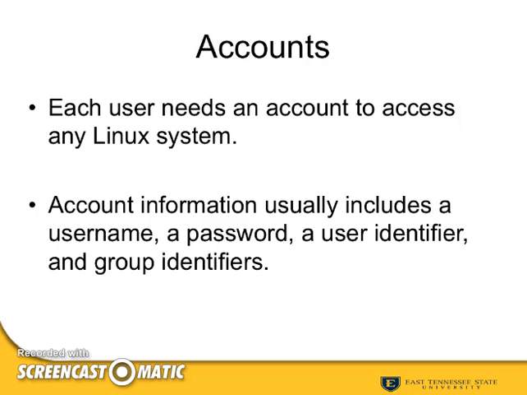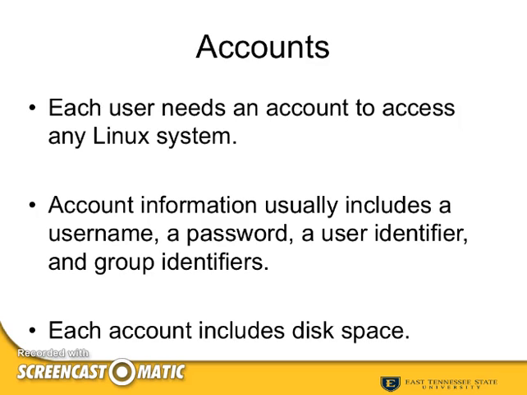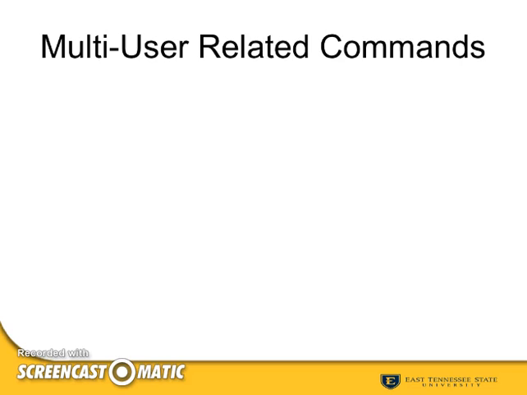A user identifier, sometimes abbreviated to UID, is a unique integer assigned to the username, and a group identifier, abbreviated to GID, is another unique integer assigned to each group. The reason we have user and group identifiers is because the system can process integers much more efficiently than strings like the username and password. A group of users can share files and processes, and a user can belong to many groups. Each account includes disk space. This disk space is called the home directory.